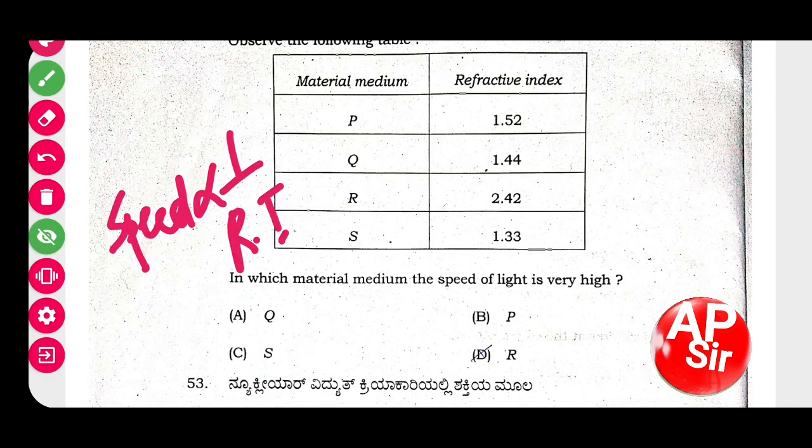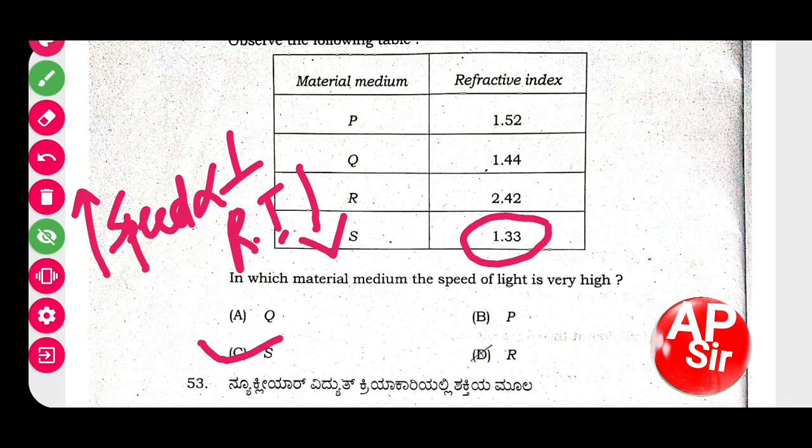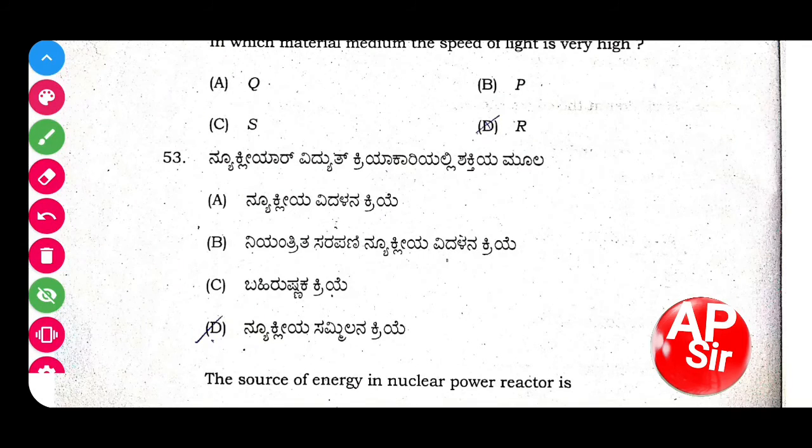Just now I said that speed is inversely proportional to refractive index. Which is having the least refractive index, that will be having the highest speed. Which is having the least here? Clearly you can see from the diagram, that is 1.33. So our option C will be the right answer. Option C will be the right option. We'll go to the next question.